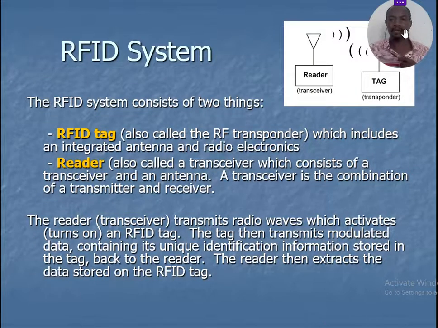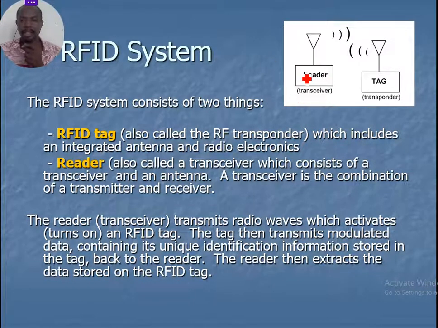Now let's see how it works. Here is the reader. The reader, like I said, is also called the transceiver. The reader transmits this electrical wave to the tag. When it hits the tag, it will be reflected back as a modulated backscatter. It uses the reflection mechanism that you learned in wave physics. The radio wave is reflected back as a modulated wave, and when it comes back here, it's called the backscatter.